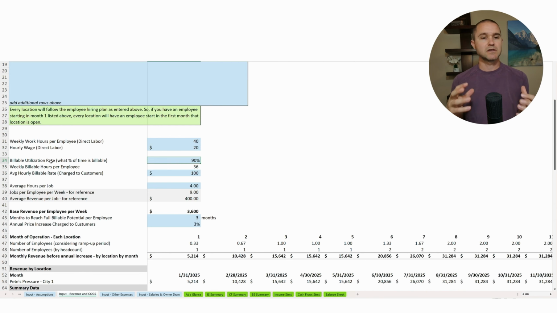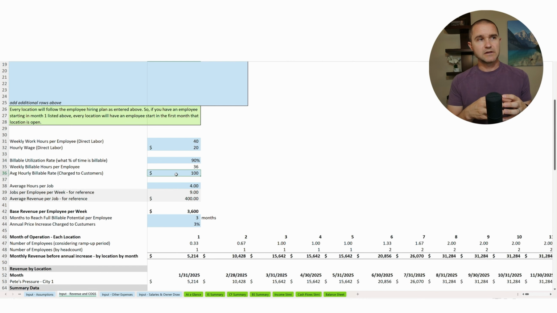So our goal is to get them billable 90% of their 40-hour work week, filled with work on a job. So they're going to have 36 hours a week of billable time. Our goal is to bill them out at $100 an hour. As we think about how we price our jobs, you're going to have cost of materials, your cost of travel time and that sort of thing.